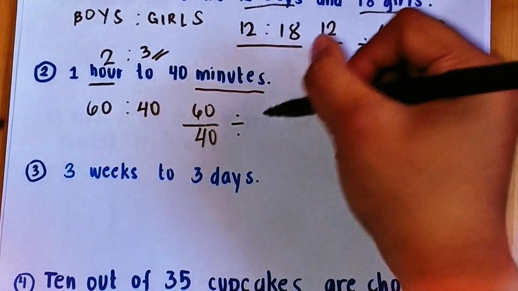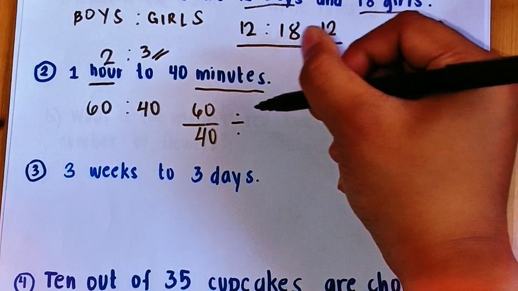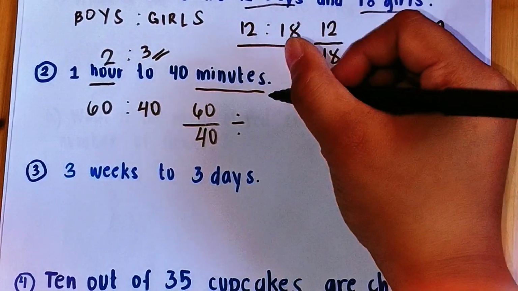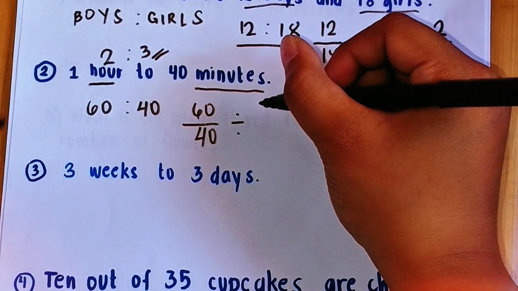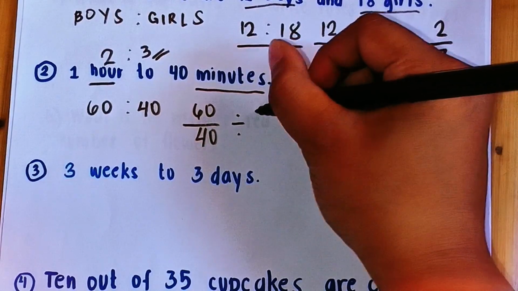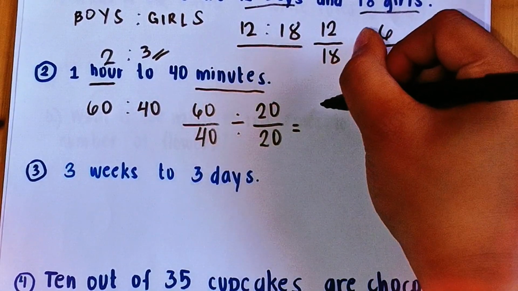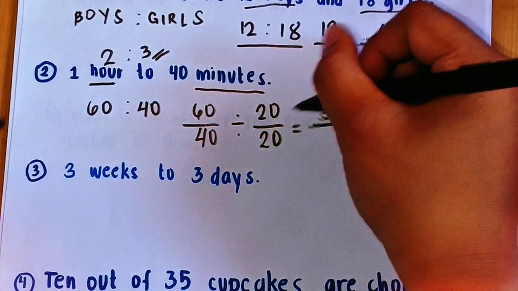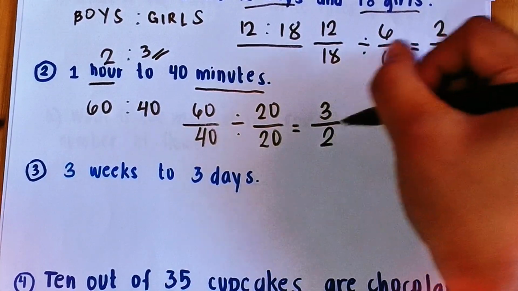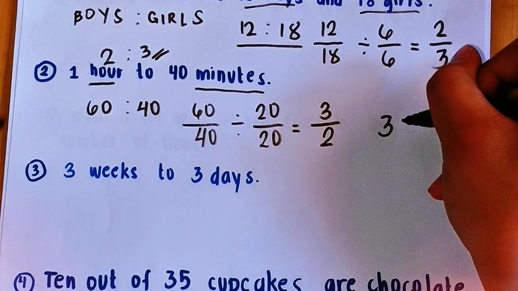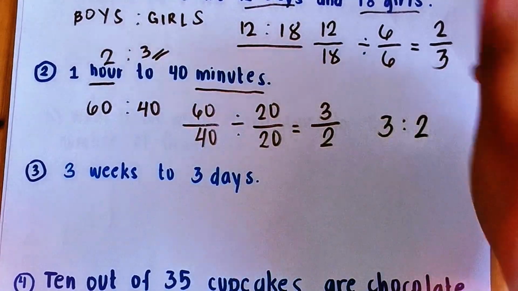What should we divide 60 and 40 by? The GCF of it is 20. So we will have 3, and 40 divided by 20 is 2. So the final answer is 3 is to 2.